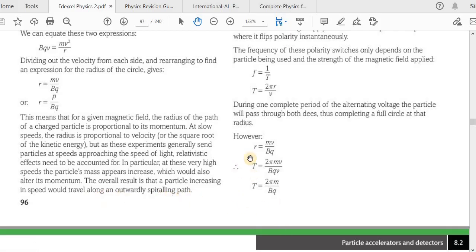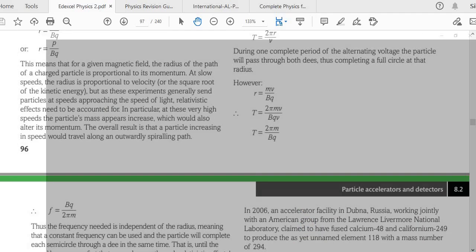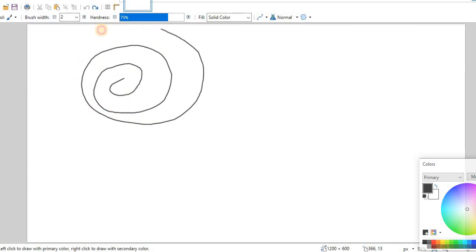What do we mean by outwardly spiraling? Its radius increases. The radius of the circular path increases. So imagine it starts somewhere here, then as it is going, that radius increases like that, something like that.